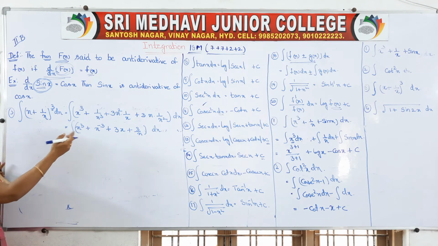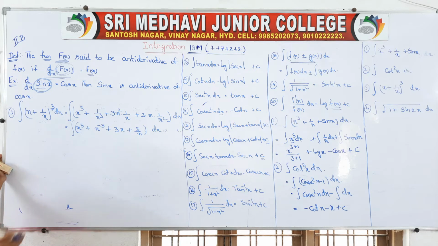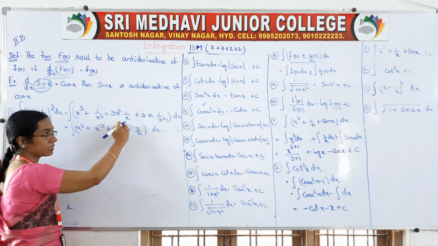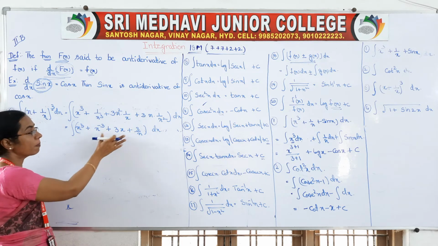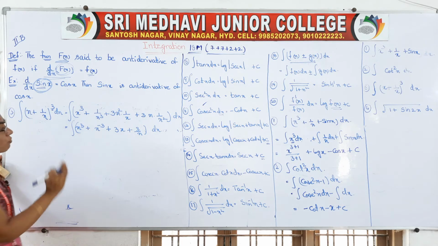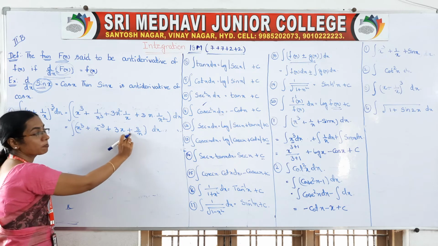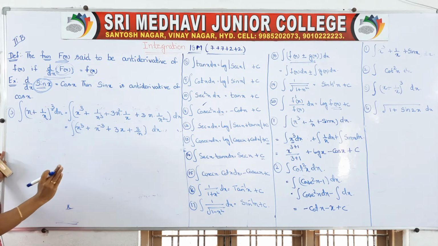That's why we applied the formula. What is that formula? (a plus b) whole cube: a cube plus b cube plus 3ab plus 3a square b. We applied it and simplified. Now if you observe, plus, plus, plus inside the integration; if plus or minus is there, take the separate integrals.